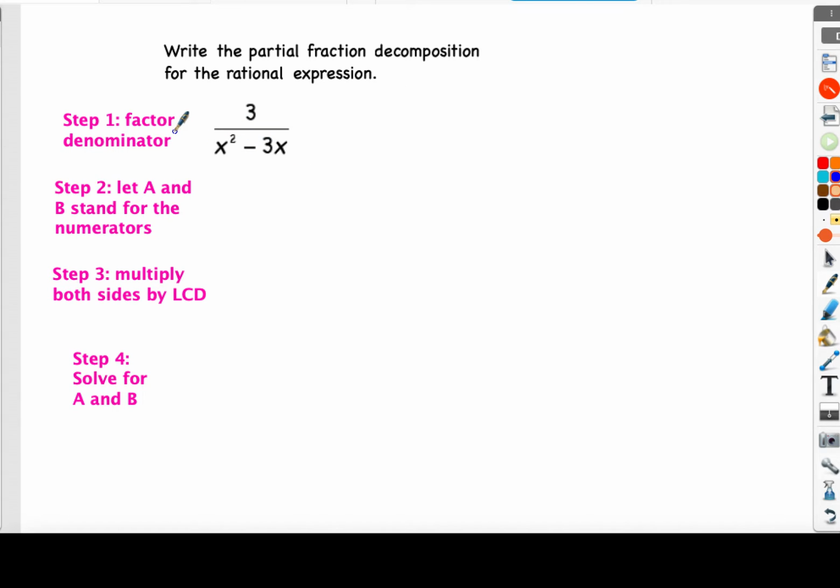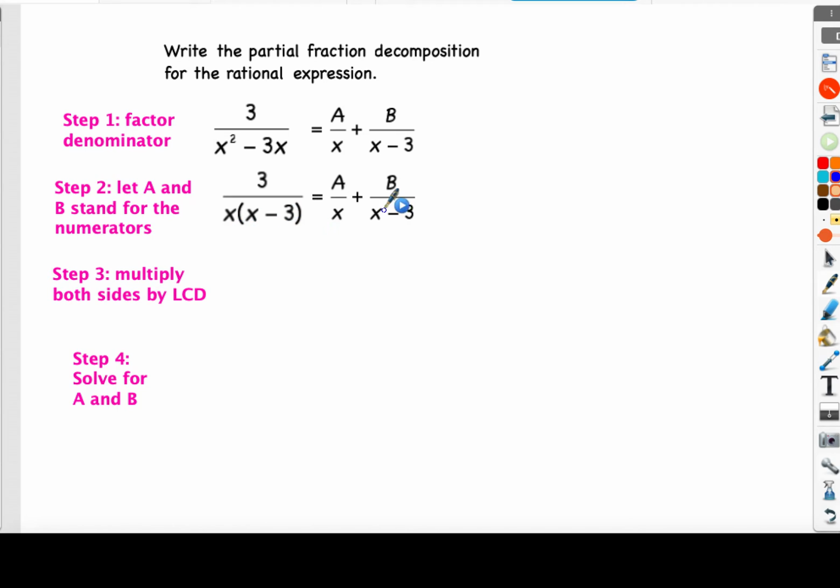So we're going to walk through this one quickly. The first thing I'm going to do is take my fraction and factor the denominator. Notice there's an x in both parts, so I'm just going to factor out an x. I've got x times x minus 3. In that case, I'm going to separate into two fractions. I'm going to ignore the 3 for now, but I'm going to have one fraction with a over x and one fraction with b over my other factor, x minus 3. Okay?